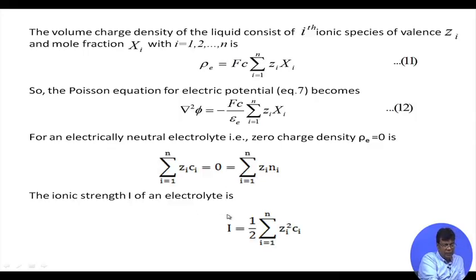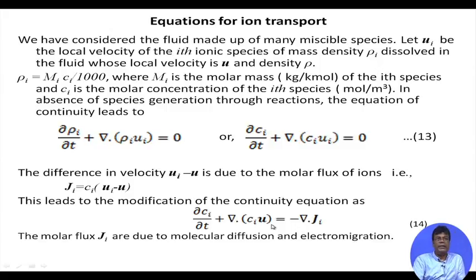And the ionic strength of an electrolyte is defined in this manner. So, this is non-zero even if it is an electrically neutral situation, because it has a z i square. So, this is the C i, the molar concentration. So, the net amount of moles of all the ionic species per unit volume is the ionic strength of the electrolyte. Now, we intend to derive the equation for ion transport.